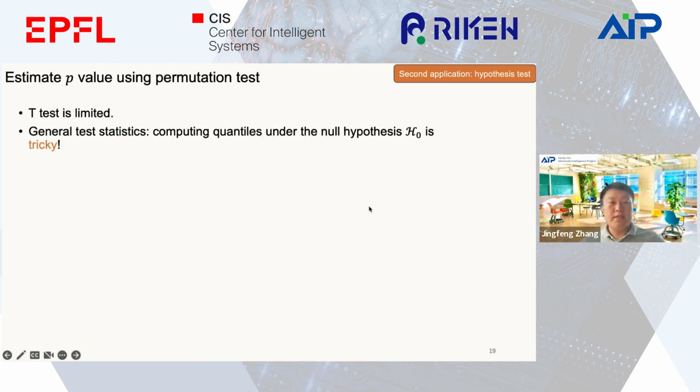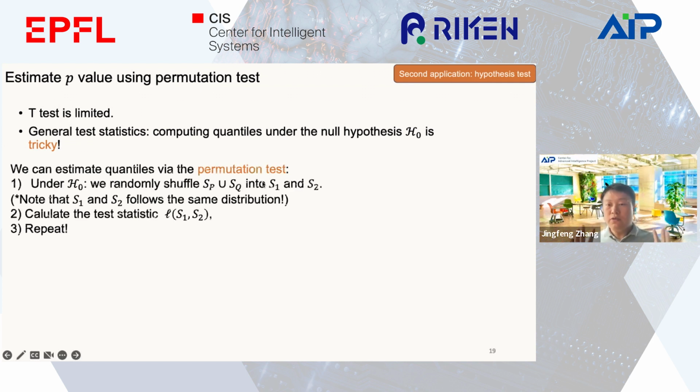In practice, the t-test is very limited, as it cannot handle complex distributions. Therefore, we need to use general purpose test statistics. However, computing quantiles of general purpose test statistics under the null hypothesis is very tricky. To solve this, we estimate the quantiles using the permutation test.